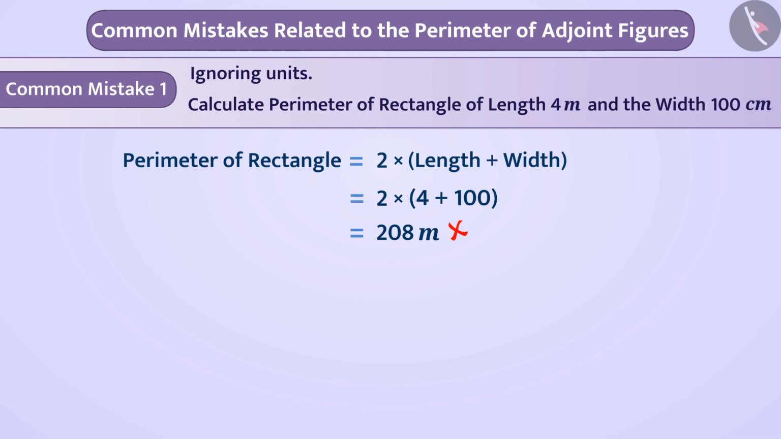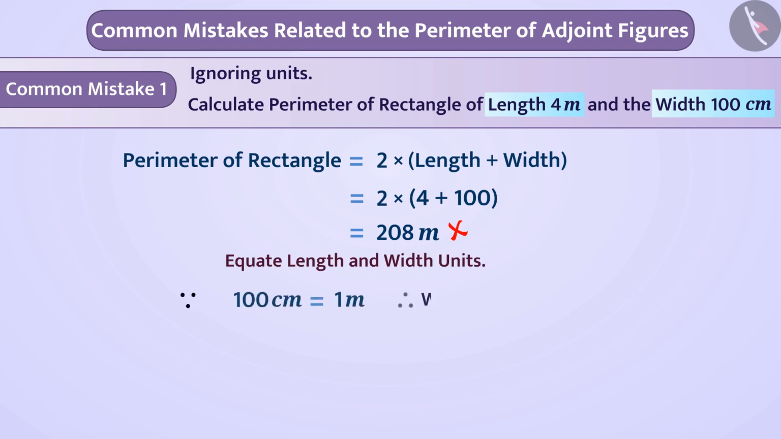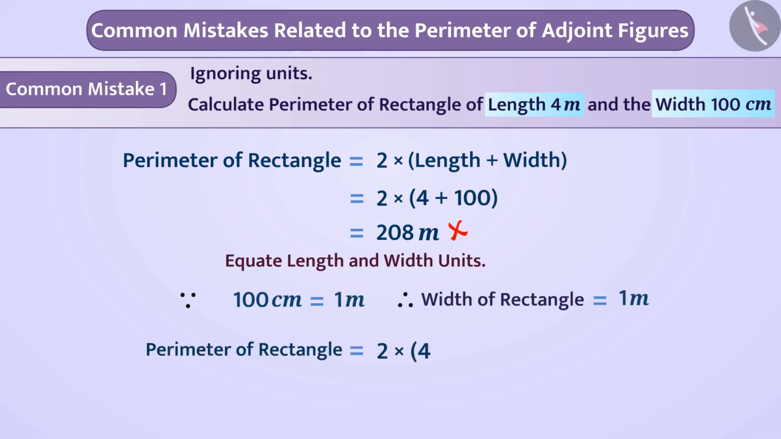For example, here the length of the rectangle is in meter and the width is in centimeter. So first, we should equate the length and width units. Since 100 centimeter is equal to 1 meter, the width of the rectangle is 1 meter. Thus, the perimeter of the rectangle is 2 multiplied by (4 plus 1), that is 10 meter. This type of mistake can be avoided by reading the question carefully.